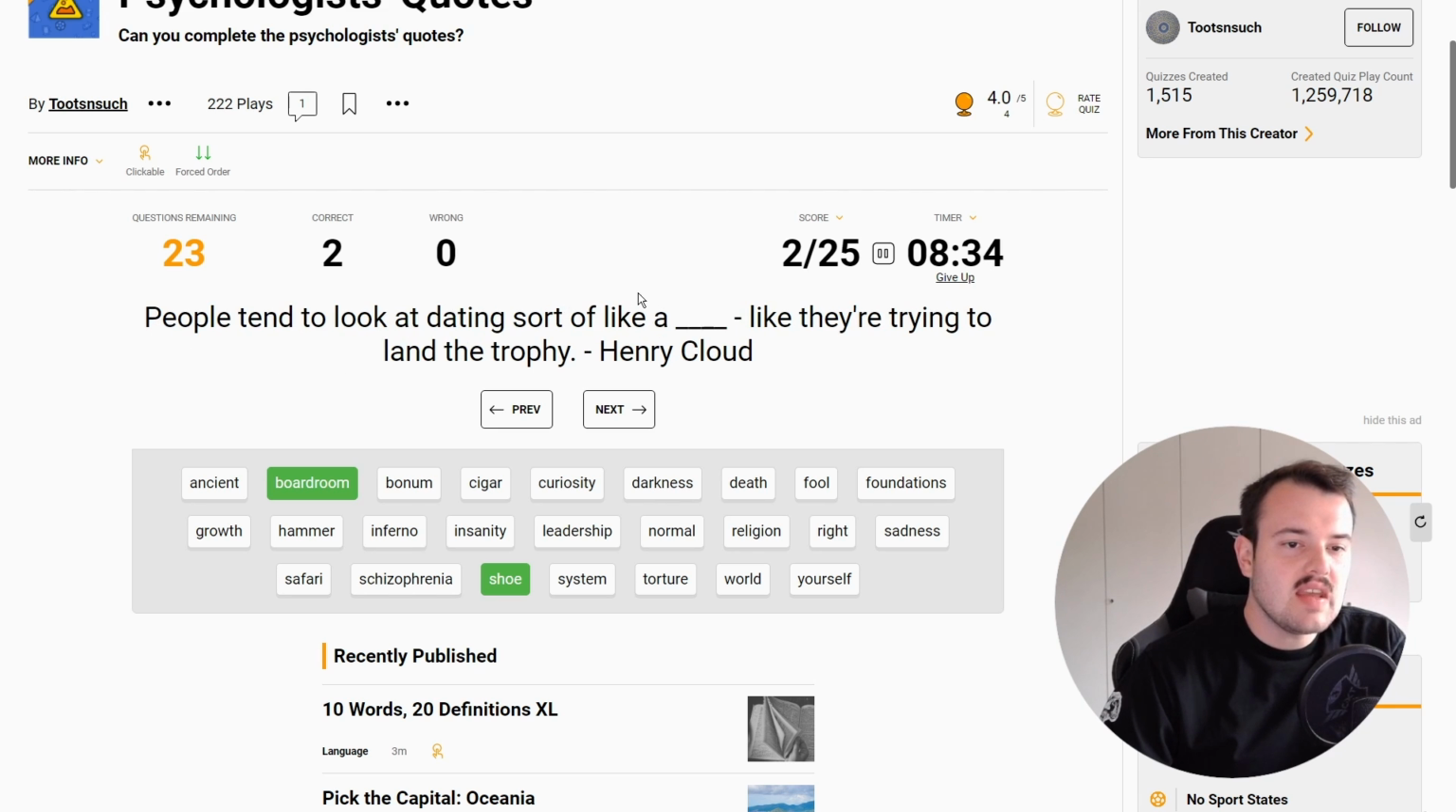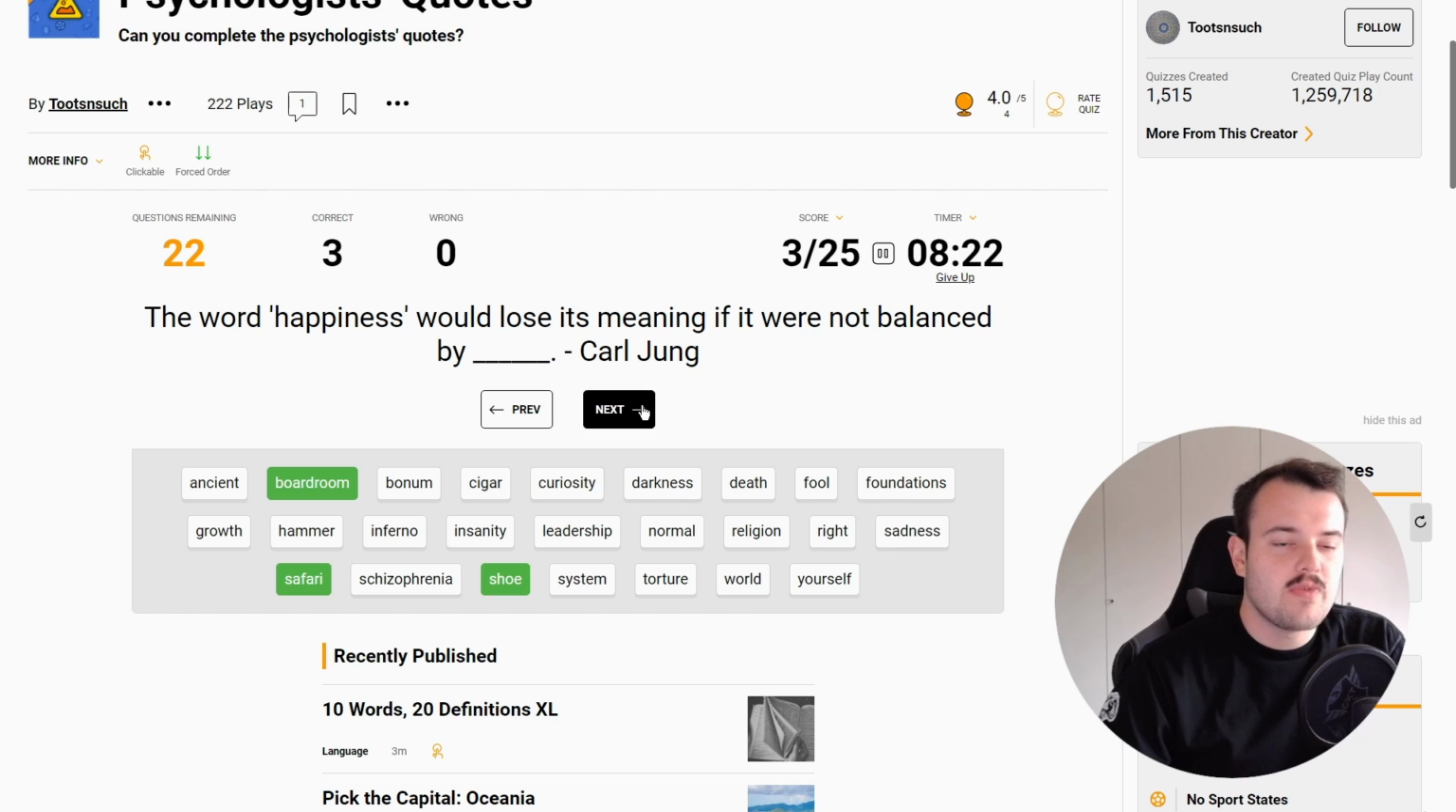People tend to look at dating sort of like a... they're trying to land the trophy. Something like a contest or a system, a safari, landing a trophy, not in a sense of like a medallion or a cup, but in the actual sense of a killed animal, a poached animal, like a moose head on top of your wall, above your fireplace while you're drinking a nice cup of hot cocoa, reminiscing about all the innocent animals' lives you took, you whore.